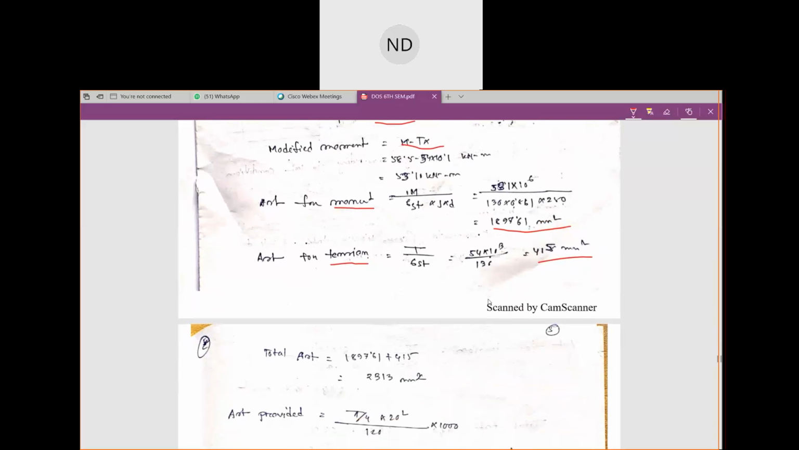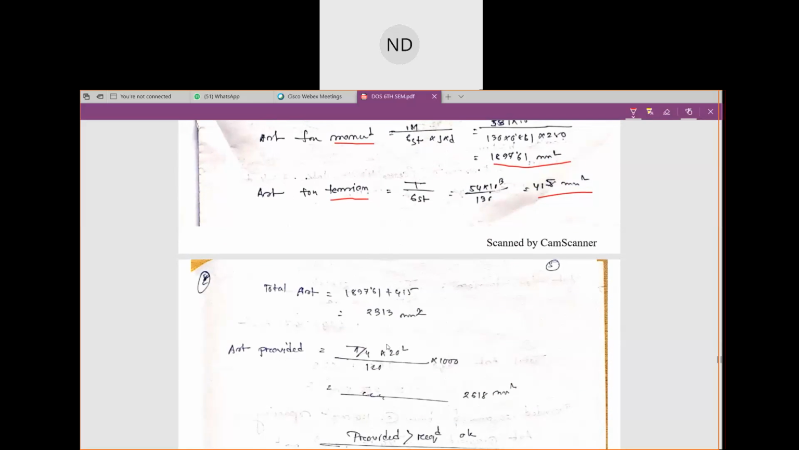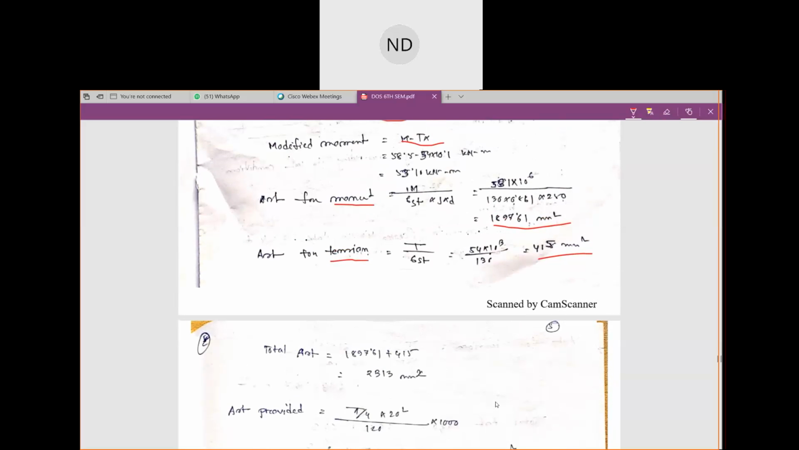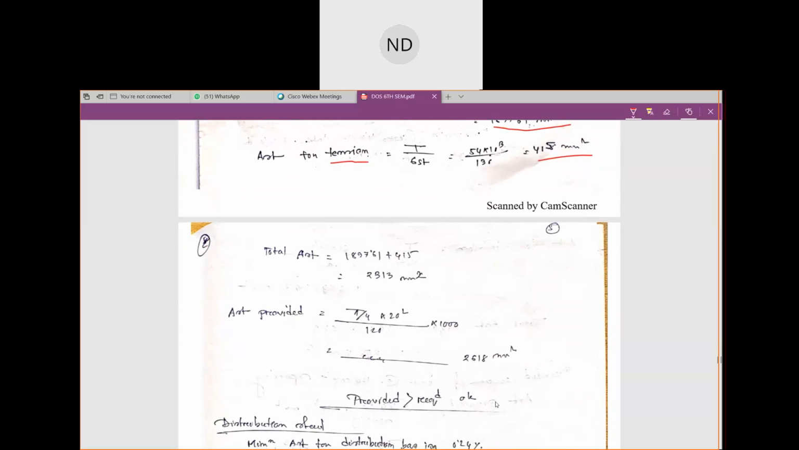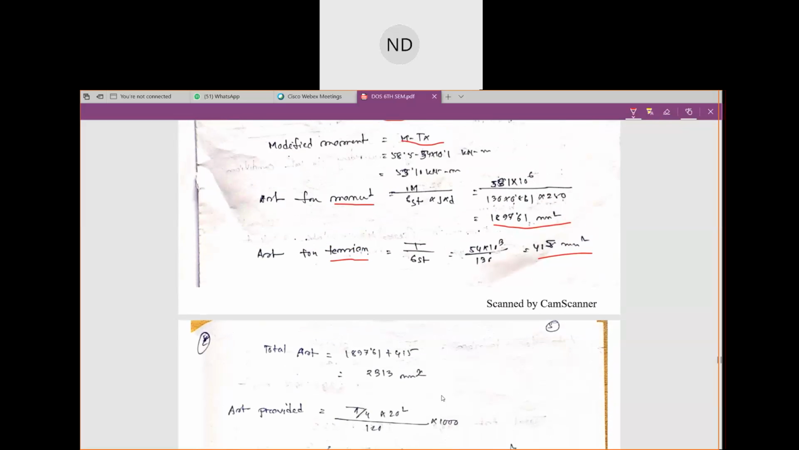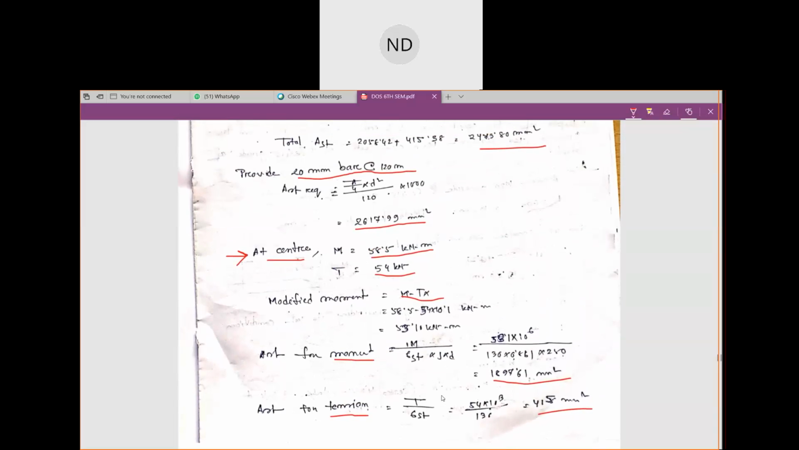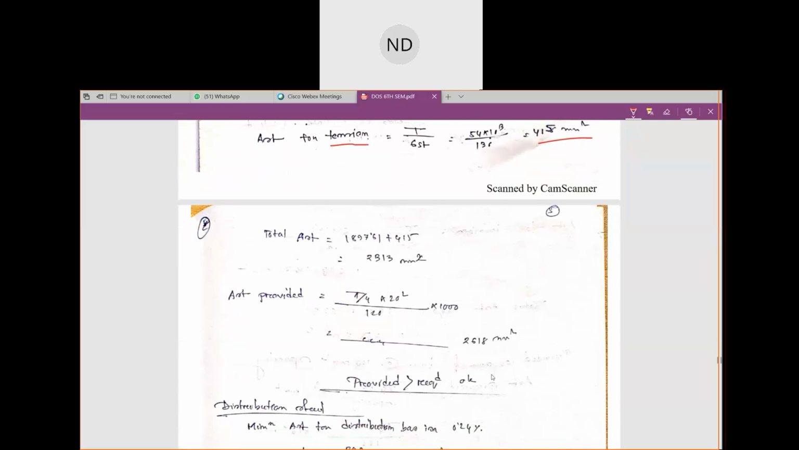Now the area of steel provided is how much? Pi d square by 4 into spacing, we have got this much. This is the total area of steel provided. So we have seen that our provided area of steel is greater than the required one. 2681 is the provided and 2617 is our area of steel required. We have provided more than the required value, and so it is good.